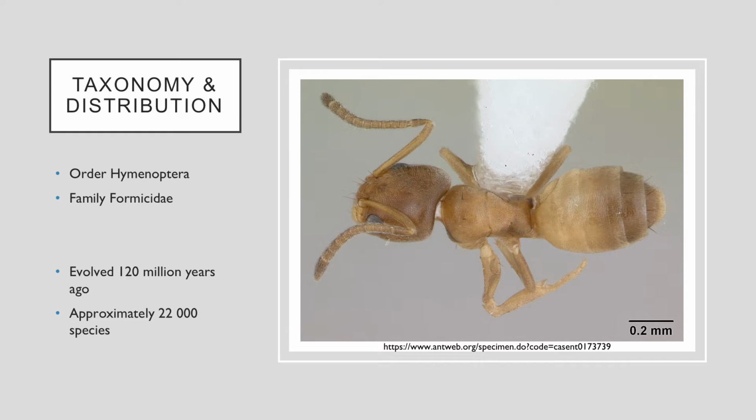Freelius pusillus is an arthropod of the class Insecta. They belong to the order Hymenoptera along with wasps and bees. Ants such as this one belong to the family Formicidae. Ants evolved in the mid-Cretaceous period approximately 120 million years ago.